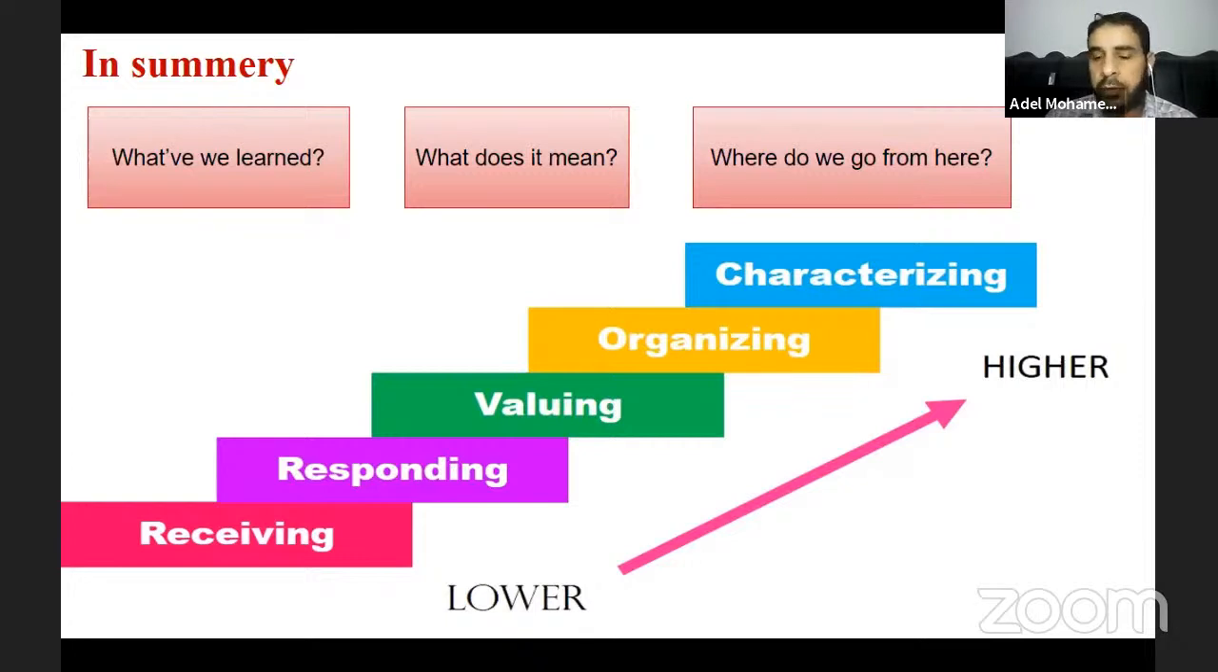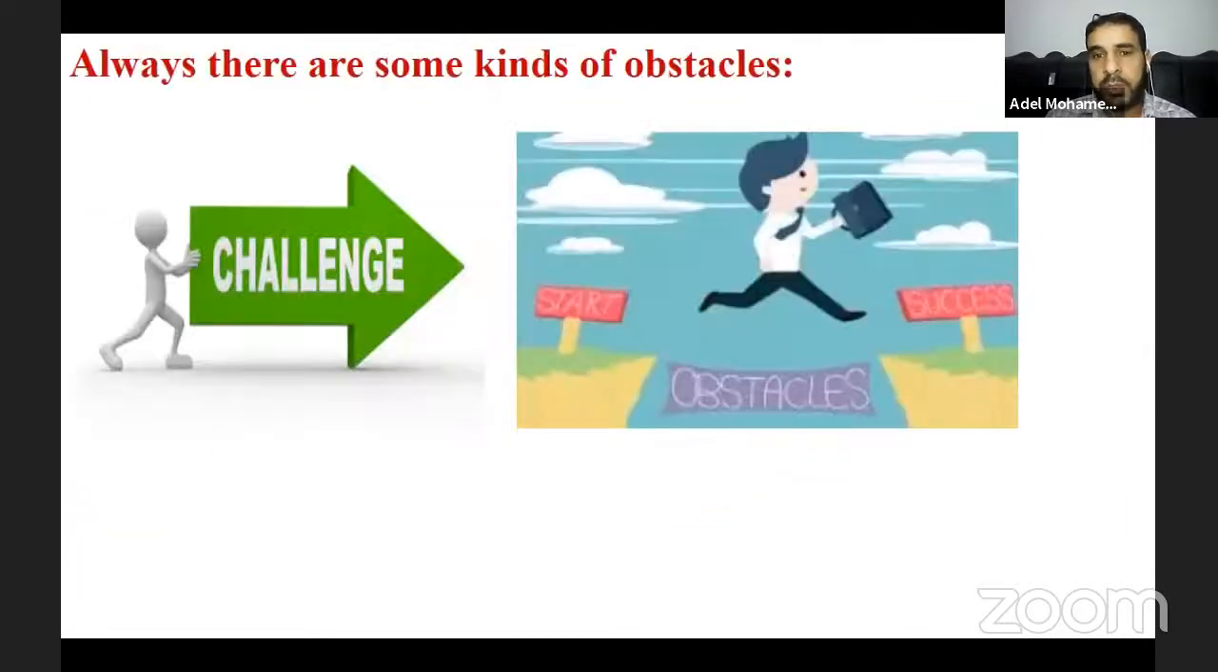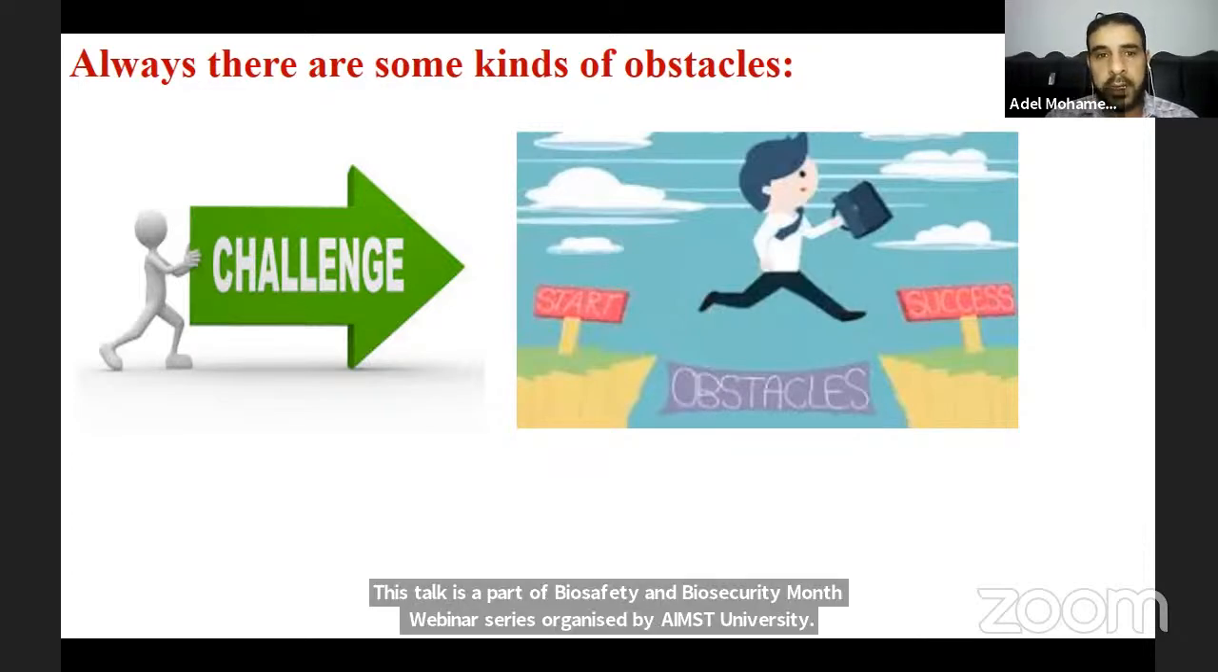We are doing our best. We are chasing the time and the challenges, to overcome the obstacles, and eventually we will get the success and the proper level, the intended end of biosafety and biosecurity in Libya.